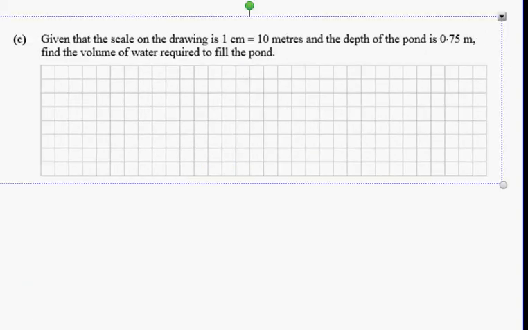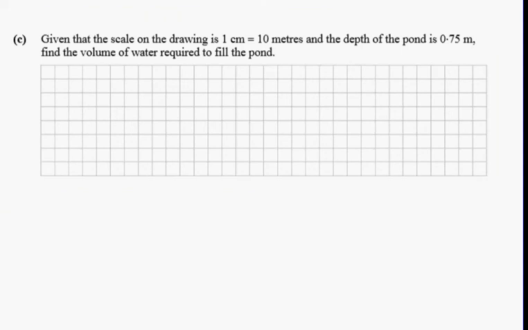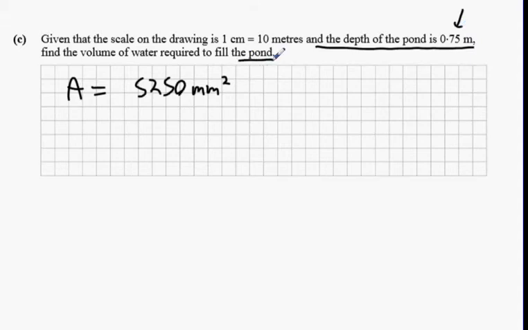Okay, so what we have at the moment is the area of our pond is 5,250 millimeters squared. The depth of the pond is 0.075 meters. Find the volume of water required to fill the pond. What I'm going to do is meet it halfway. I'm going to turn everything into centimeters. Would you agree with that? Now, millimeters squared, here's the problem. 1 centimeter squared is a centimeter by a centimeter. Would you agree with that?